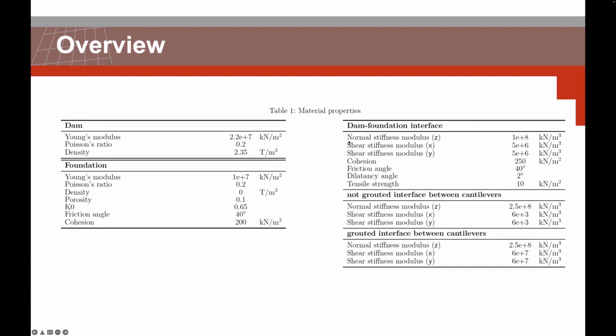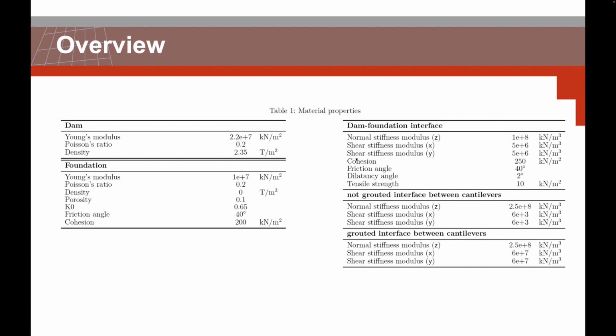In terms of material, here are the materials for the dam, the foundation, and the different interfaces between the dam and foundation and also for the cantilever. The dam is assumed linear elastic. For the foundation, we consider a Mohr-Coulomb failure criterion. For the dam, we assume that the foundation is massless. We are not focusing on the mechanical response. We focus only on the mechanical response.